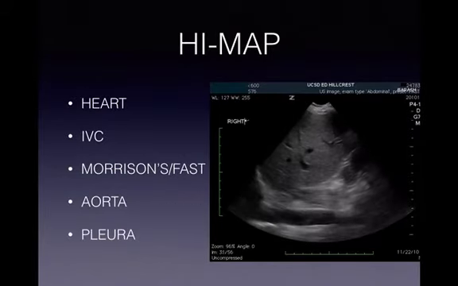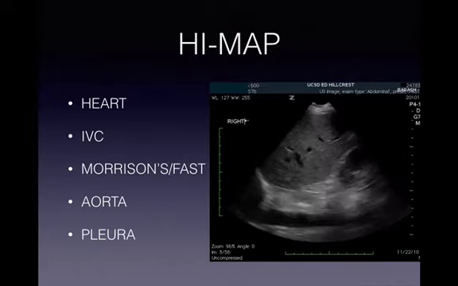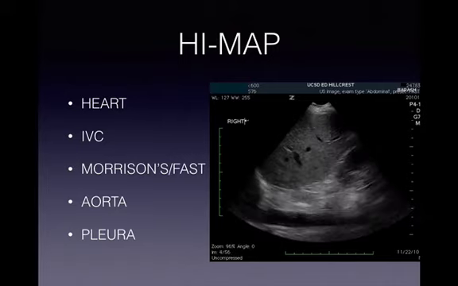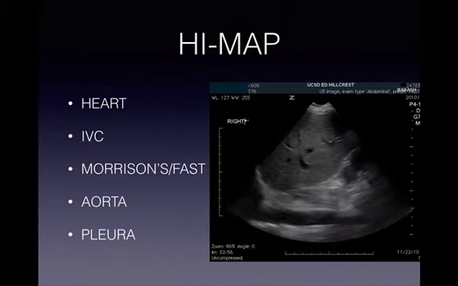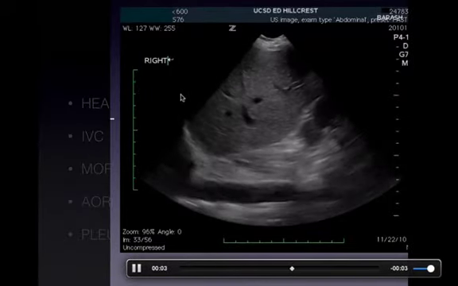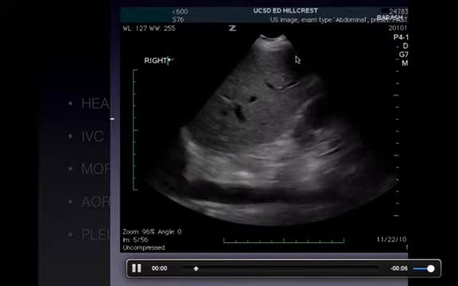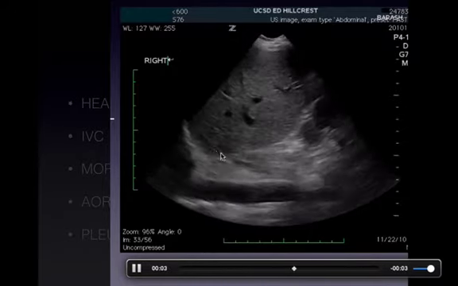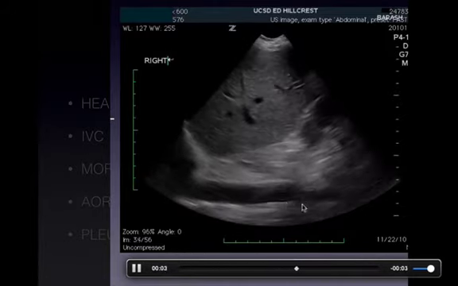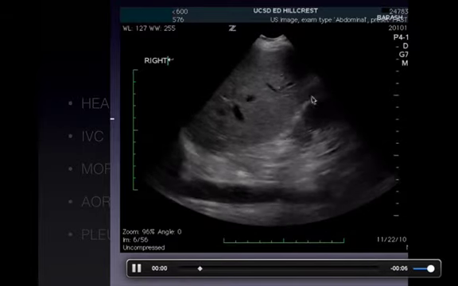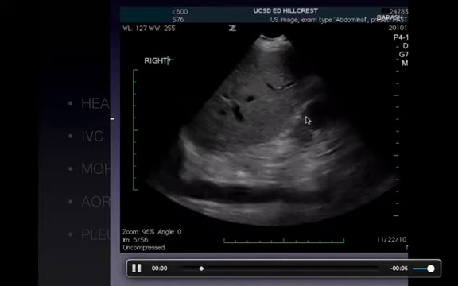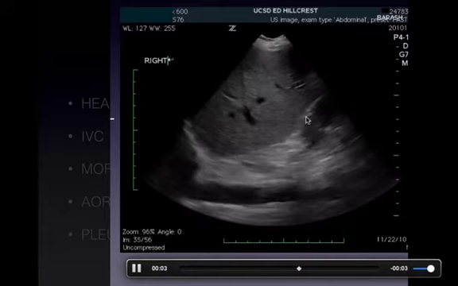What the RUSH exam consists of is a HIMAP, or looking at the heart, the IVC, Morrison's, or the FAST exam, the aorta, and the pleura. I like this clip as an example of most of these things, because here we see the diaphragm, here we can look at the liver and a piece of the IVC and assess volume status. Here we can look at the aorta in a long axis view as our backup view. And here we see a piece of Morrison's pouch most posteriorly. In this view, our marker dot is up in the mid-axillary line on the right.